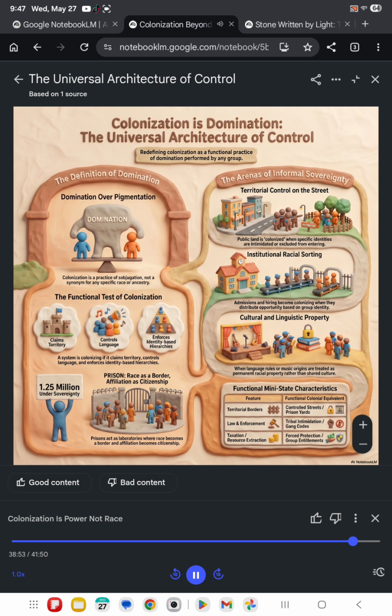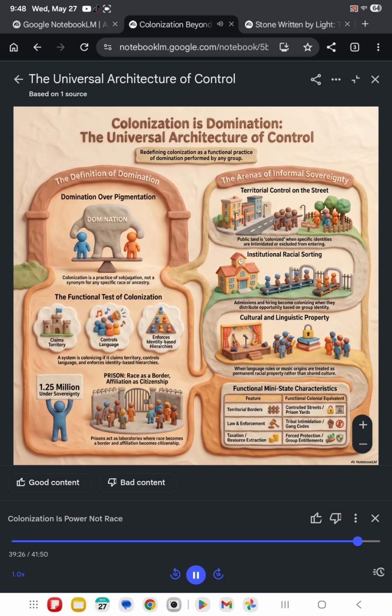So a black street gang can colonize a block. A white street gang can colonize a block. Exactly. A Hispanic cartel can colonize a transit corridor. Yeah. A corporate DEI office can colonize an institution if it replaces equal, merit-based treatment with racial sorting. A political movement can colonize public morality by demanding ideological obedience. And a music scene can colonize culture by enforcing racial authenticity tests. The architecture is universal. The gears of power turn the exact same way, no matter who is pulling the lever.